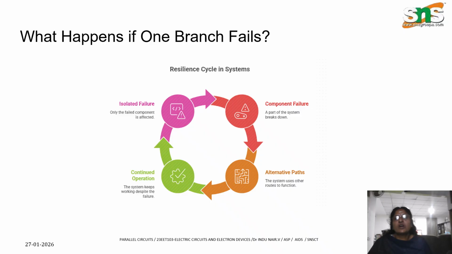Now what happens if one branch fails? Okay, so isolated failure, only the failed component is affected. Component failure, a part of the system breaks down. Alternative path, the system uses other routes for function. Continued operation, the system keeps working despite the failure.